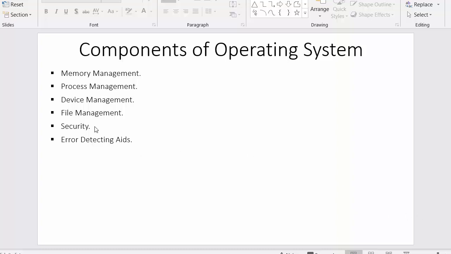Okay, so I have listed down all the components of operating system, and each and every component of operating system is equally important. And in this series of operating system we are going to cover each and every one of these components in detail. But in this video we'll only discuss memory management, which is the first component of the operating system. So now let us start our discussion with the first component, which is memory management.